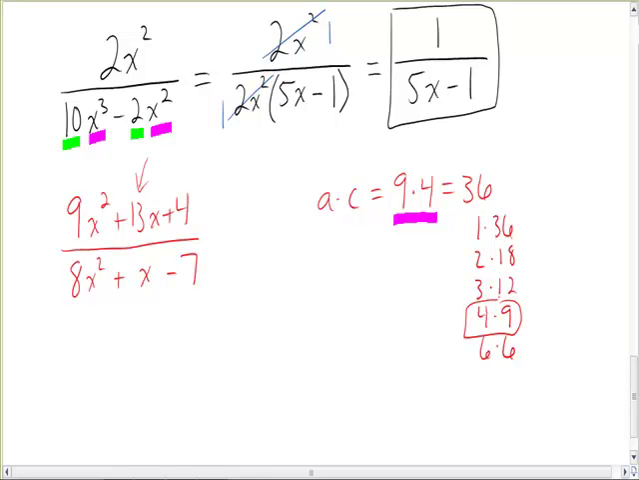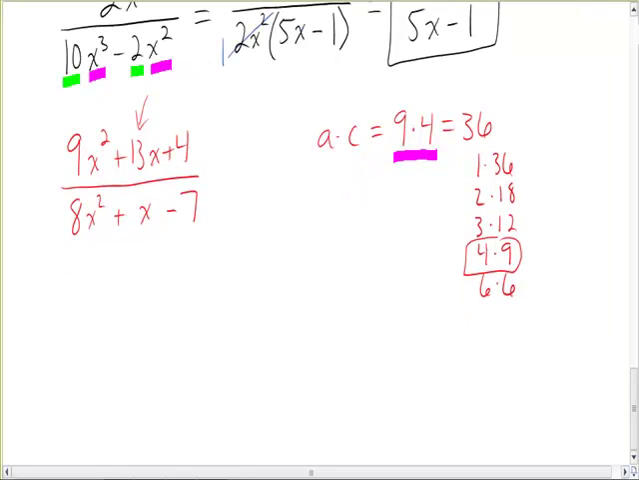So, if I split up the top, let me just come down a little bit. I have 9x squared plus, now here comes the split. I'm taking that 13x and I'm splitting it into 9x plus 4x. And then plus 4 is still on the end.